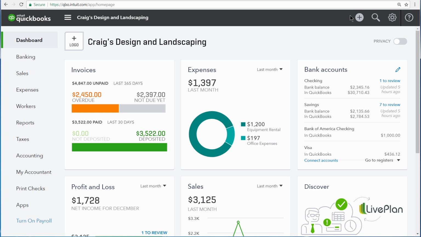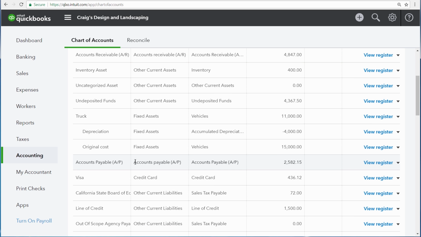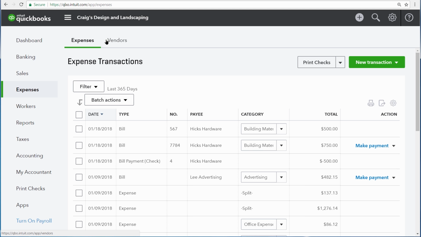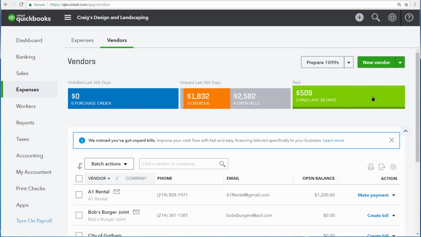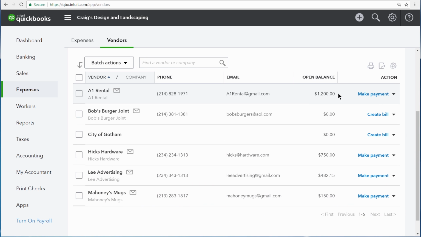QuickBooks tracks the amount of money you owe your vendors with an account named Accounts Payable. You can look at your accounts payable balance by going to your chart of accounts or your balance sheet and then looking at the accounts payable balance right here. You can also see a breakdown of that accounts payable balance by vendor by clicking Expenses, Vendors, and then scrolling down. Here we can see all of the vendors that we owe money to and our accounts payable balances with them.